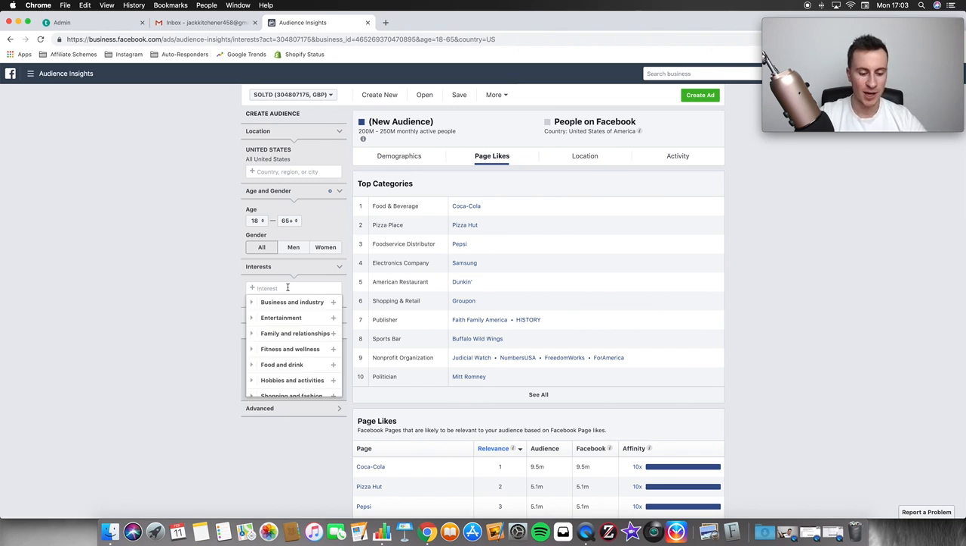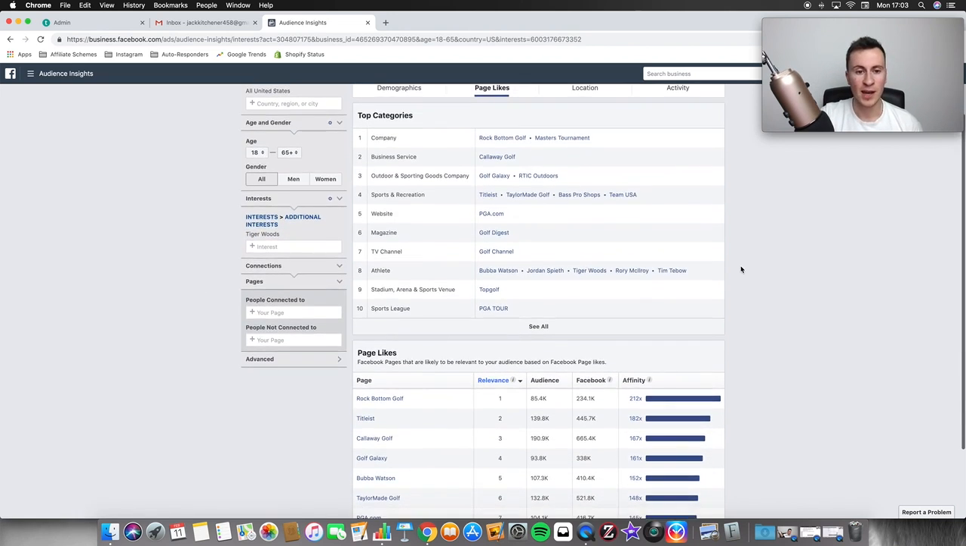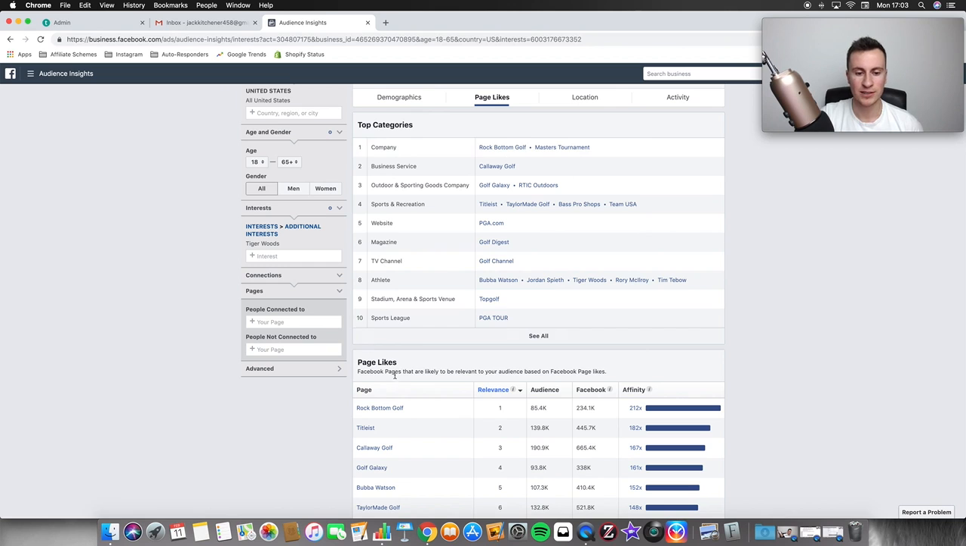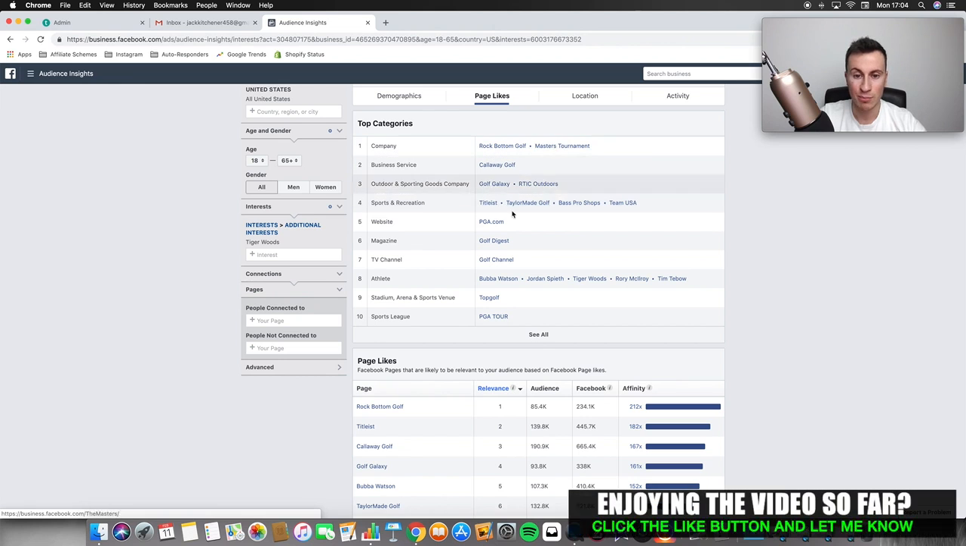So if we just start with Tiger Woods, for example, we're on the page likes section, and what we're going to be interested in now is the top categories and the page likes. The first thing I'm going to do is look at all these top categories and make sure that as many as possible are related to golf, because that's going to be a good sign. Having a quick browse over, all of these are golfers: PGA Tour, Golf Digest, Titleist. These are all golf brands. Pretty much 100% of these are related to golf, which is a great sign.